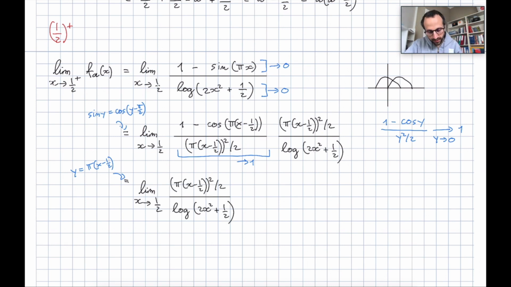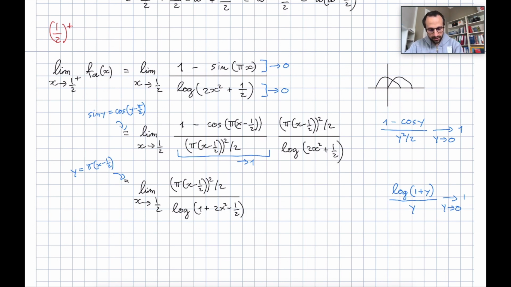And now we still have to understand what's going on with the log. In order to do it, I recall the limit of log of 1 plus y over y. This goes to 1 as y goes to 0. So we want to use this known limit too. In order to do this, I simplify this expression. Instead of writing the log of 2x squared plus 1 half, let me delete this and write 1 plus something else. The something else is going to be 2x squared minus 1 half, in order for these two expressions to coincide.